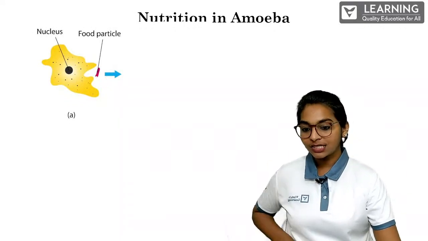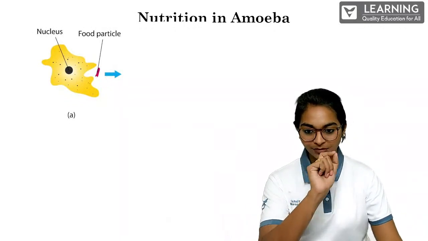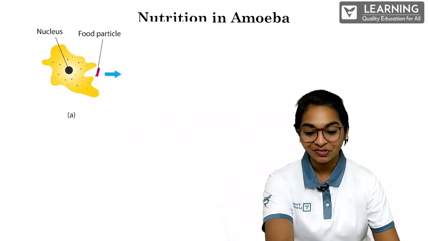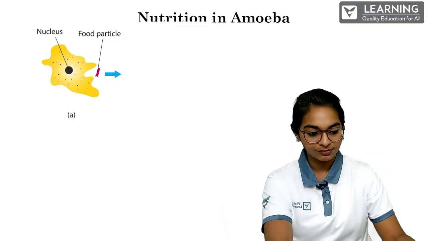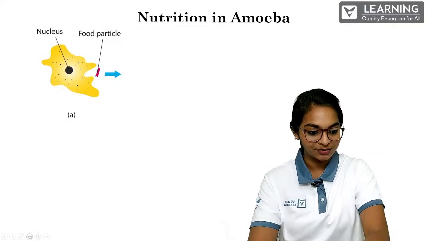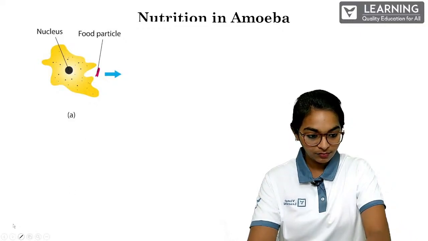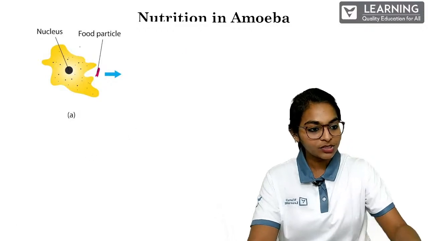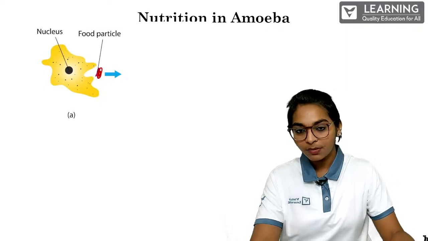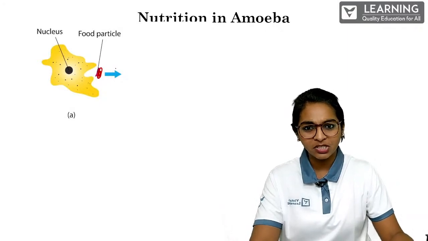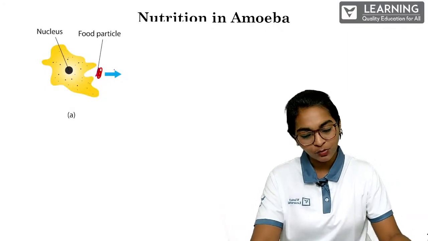Alright, so now we'll discuss how the holozoic mode of nutrition happens in amoeba. Let's say this is a food particle. I'll change my pen color. Now, can you see the food particle? Yeah, so this is a food particle. As soon as the amoeba senses the food, let's say this is the paramecium, which is very, very small compared to the amoeba.